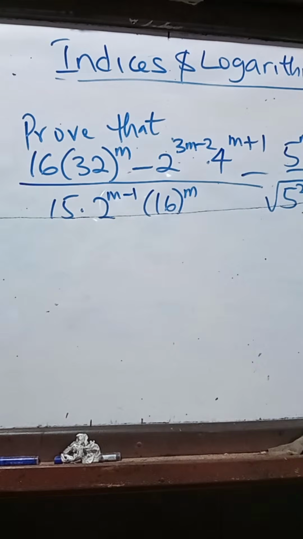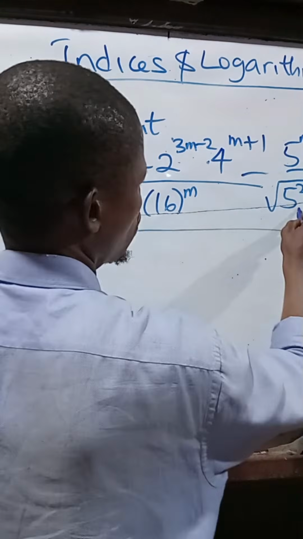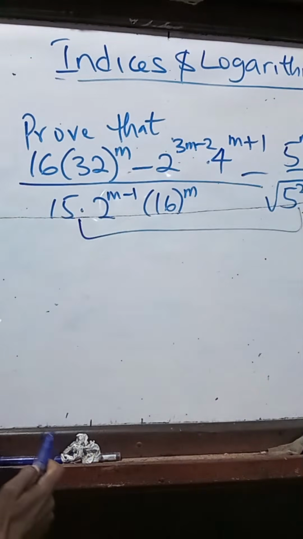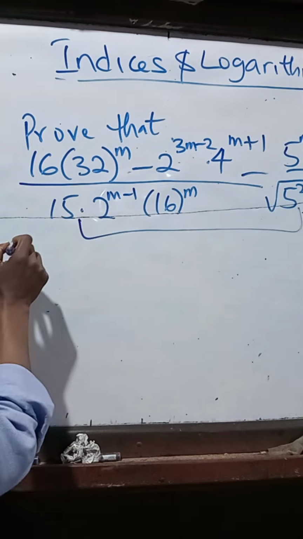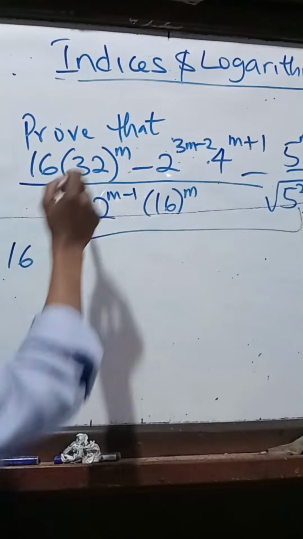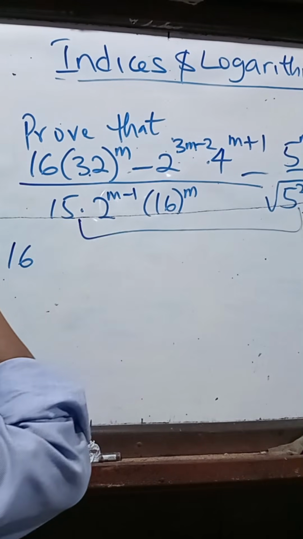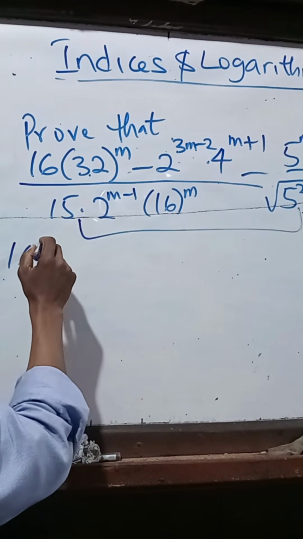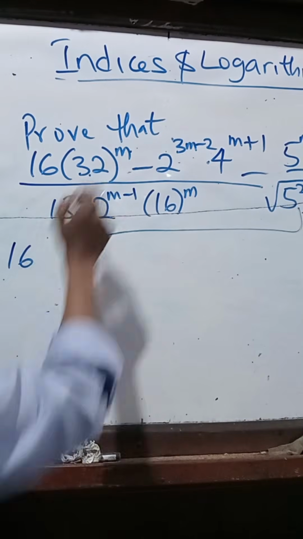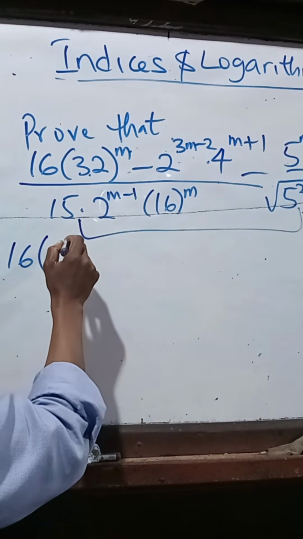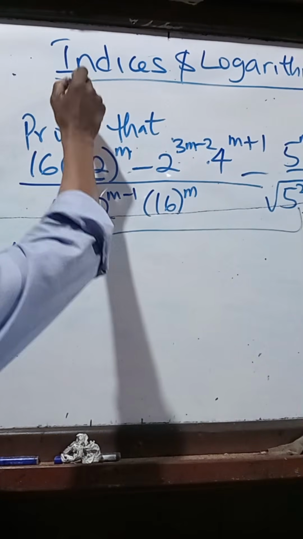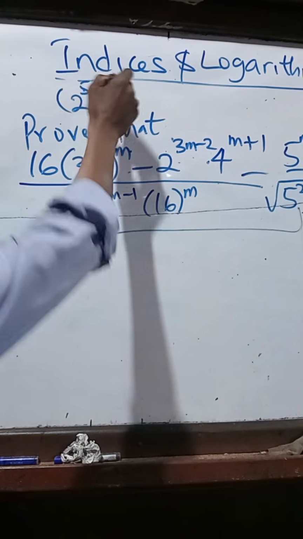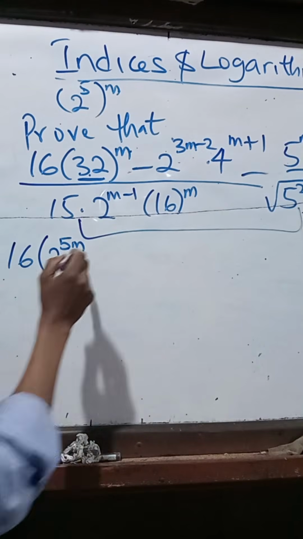So we are to prove this left hand side equal to 1. So what do we do in that case? It's very simple. Let's begin to do the work. This will be 16. 32 is 2 to the power 5, so that will be 2 to the power 5m. 32 is 2 to the power 5, so 5 times m. So we have 5m.